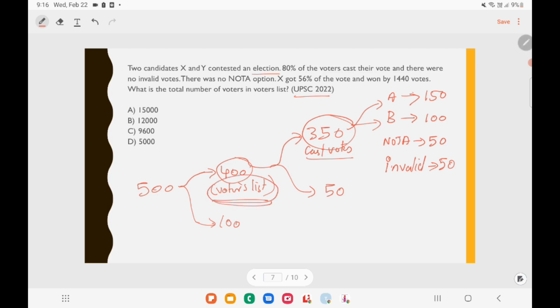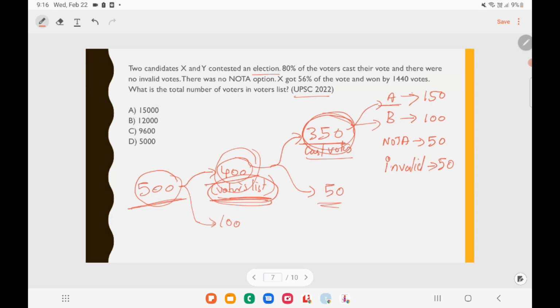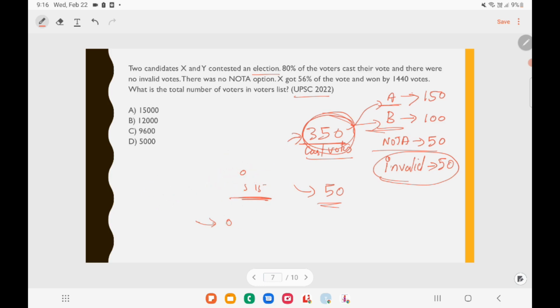What is this voters list? I already told you that all the people won't be in the voters list. Only some people, like here, out of 500, 400 people were there in the voters list. And out of this voters list, only 350 cast their vote on the election day and 50 didn't cast their votes. Out of this 350, they can either vote for A, vote for B, or vote for NOTA. And some of the votes might become invalid as well, and they won't be counted. So you have to know this concept before moving on to the questions on election.